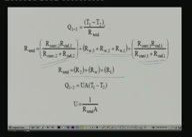Now, you can also write the heat transfer rate in terms of what is known as the overall heat transfer coefficient. So you can write Q1 to 2 as UA into T1 minus T2, where U is what is known as the overall heat transfer coefficient.